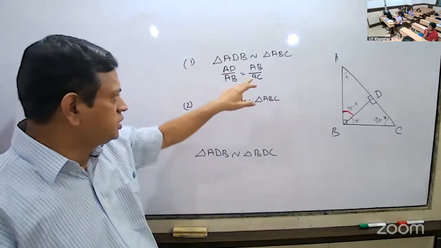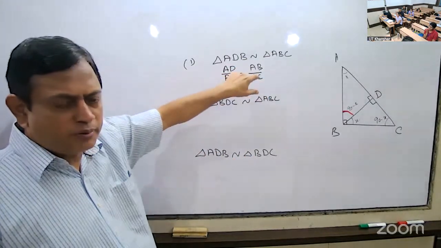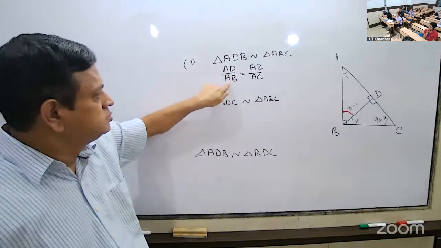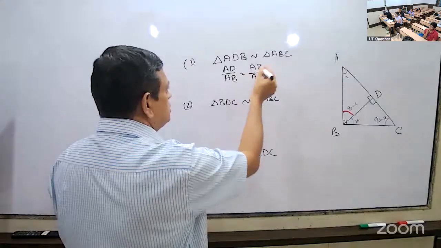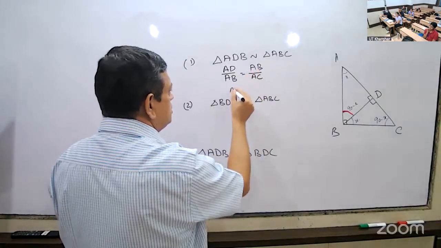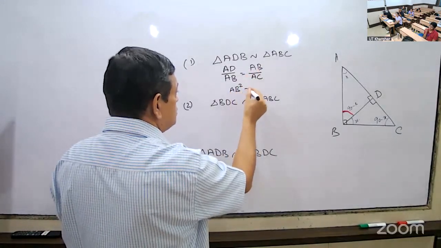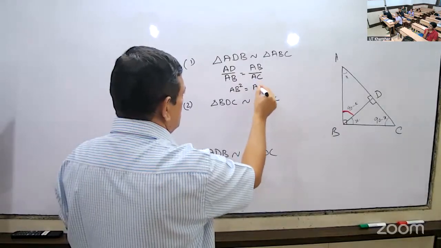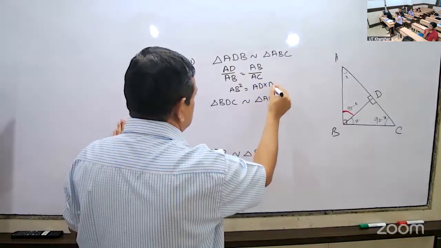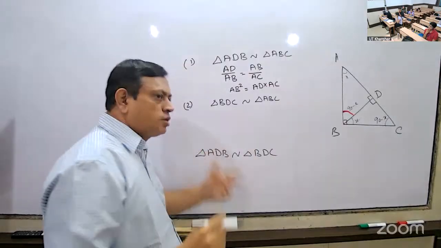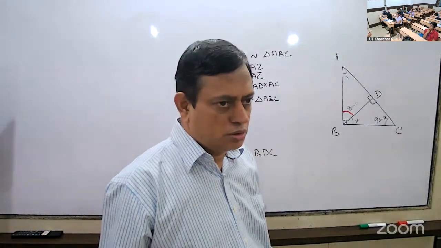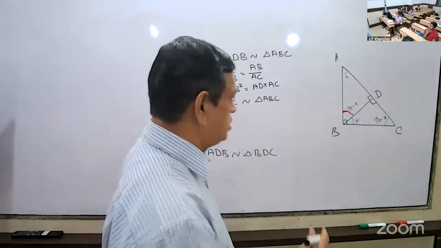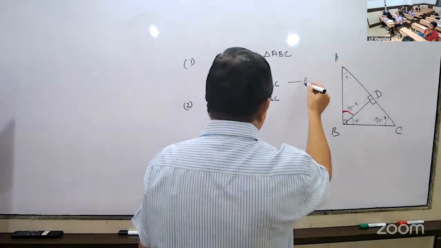I don't need to take that one. I just cross multiply these two. What will happen? AB into AB. AB square is equal to AD into AC. Condition one followed.